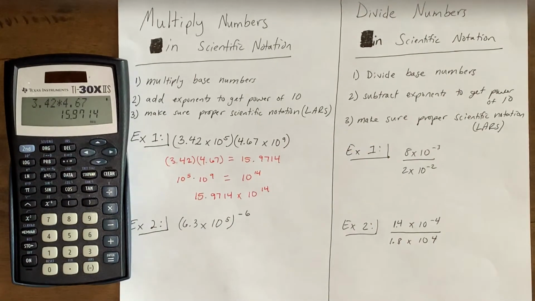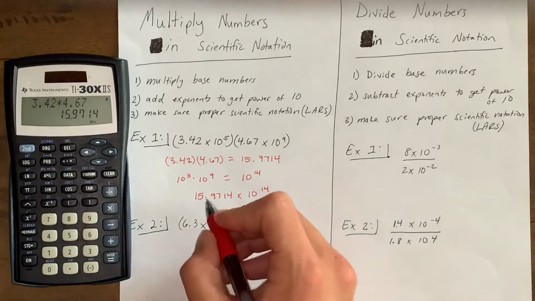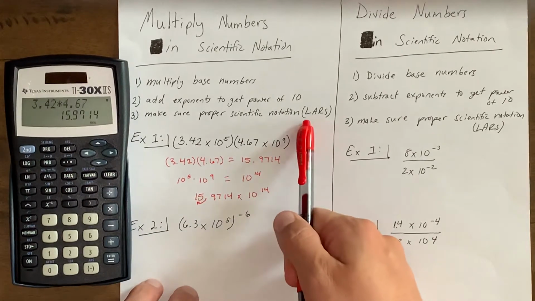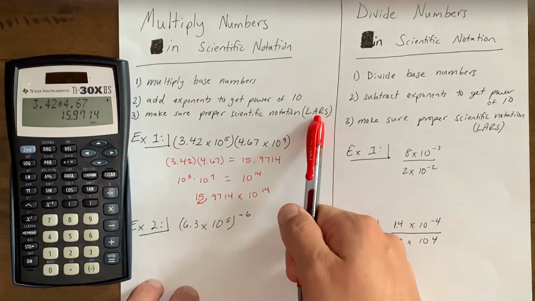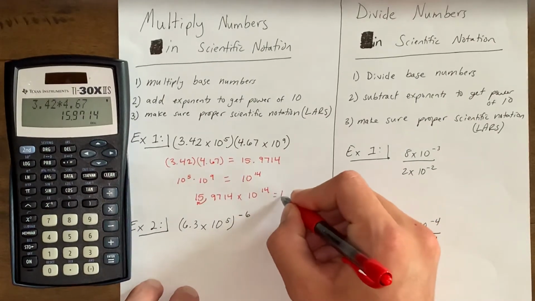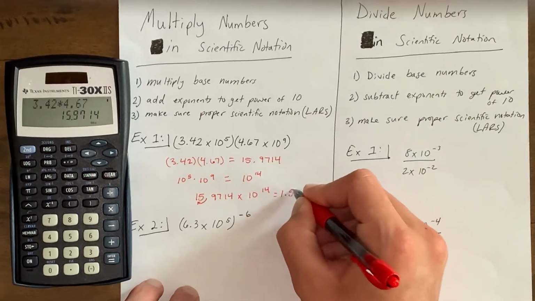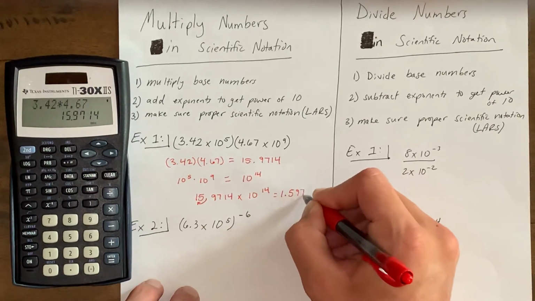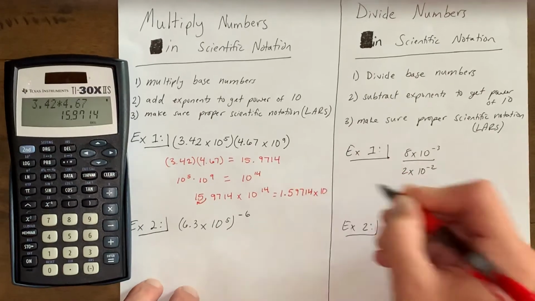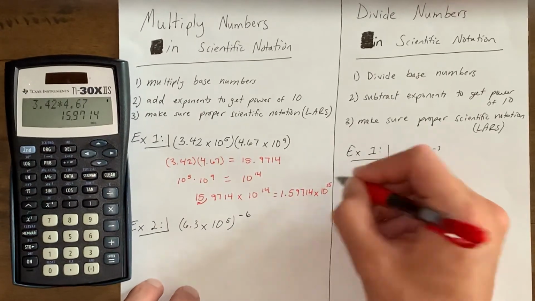And that could be my final answer if it is in proper scientific notation, but it is not, since we have 15 here and that number has to be less than 10. So we have to move this decimal once, and it has to move to the left. So we think about LARS, if we go to the left, we have to add 1 to our exponent. Okay, so this is going to be a final answer of 1.59714 times 10 to the 15th.